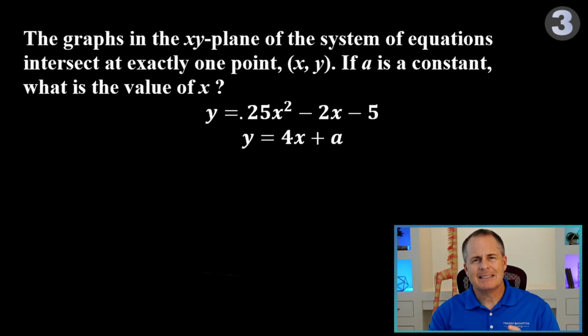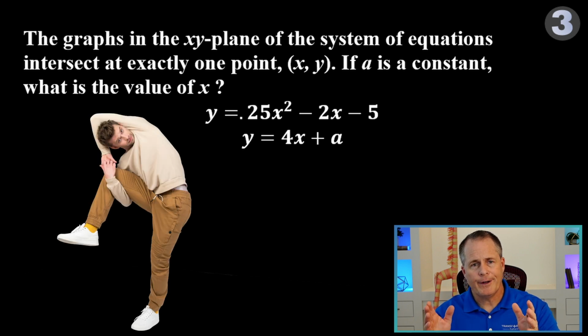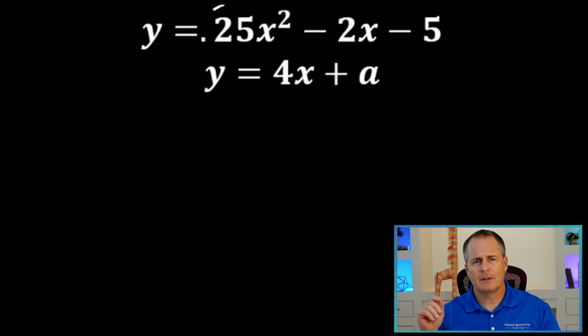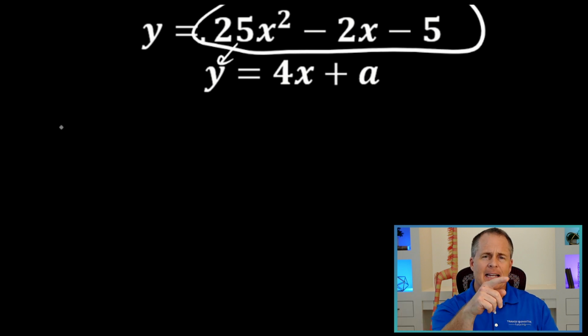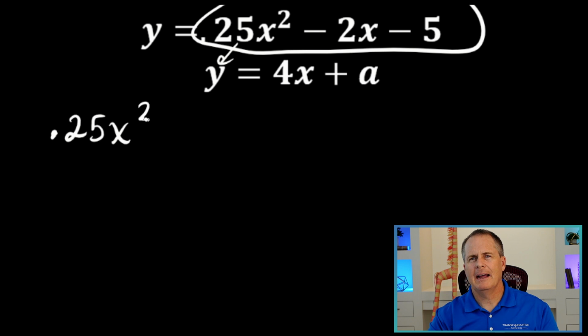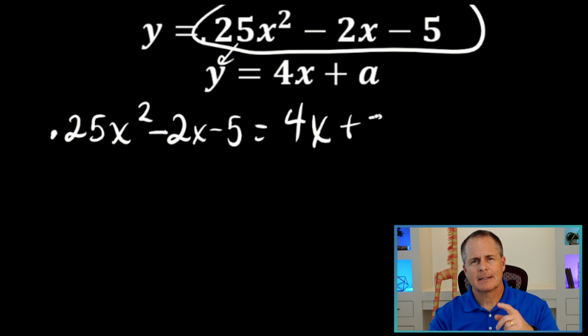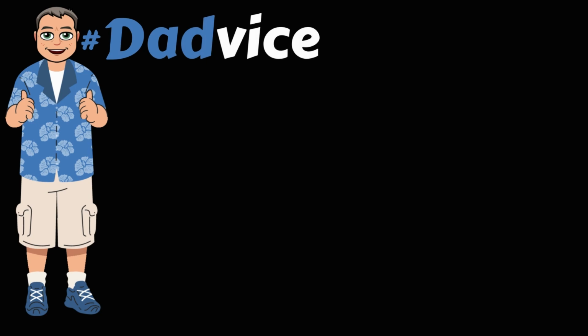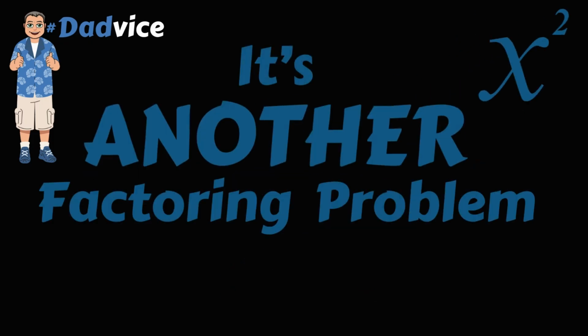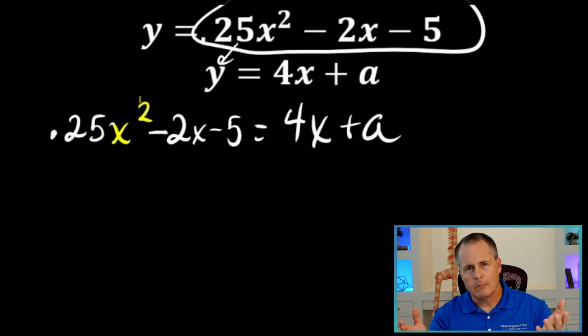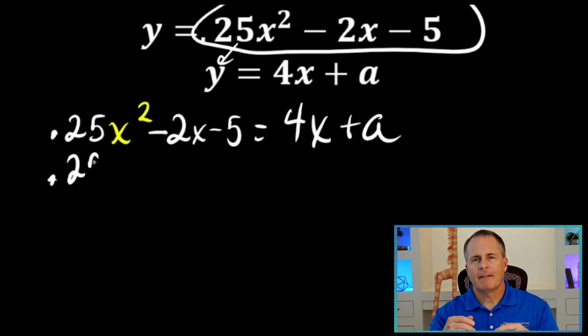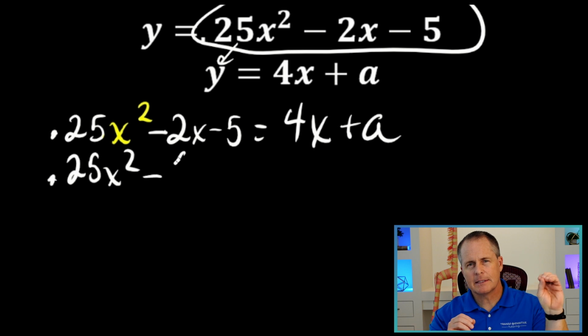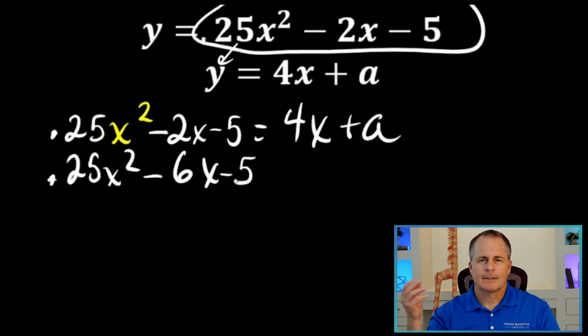This problem is definitely a substitution problem because it looks weird. So we're going to substitute this first equation into the second equation and replace y with 0.25x squared minus 2x minus 5. Whenever you see an x squared in an SAT problem, it's usually another factoring problem. So we're going to bring everything to one side, set the equation equal to 0, factor and solve for x.